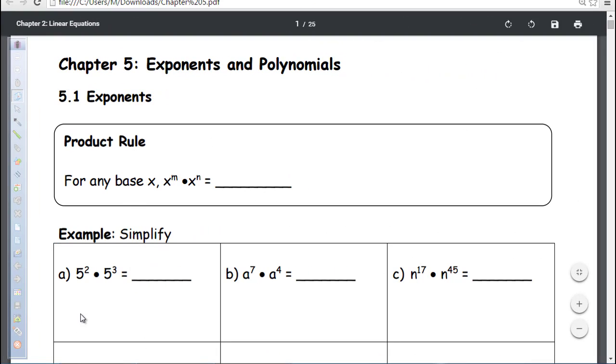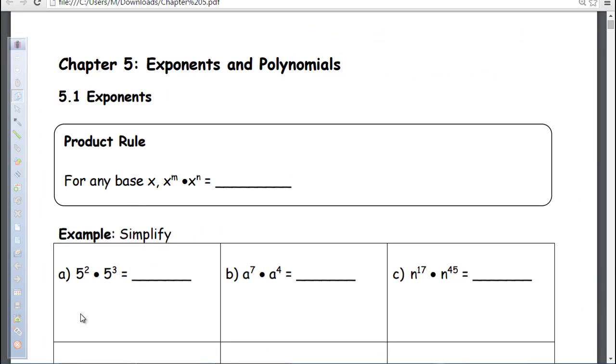So we're starting chapter 5. We're going to be looking at exponents and polynomials. Exponent rules can be confusing, so you got to make sure you sort them all out. The rules aren't difficult. You just need to be clear about what the rule is and when to use it.